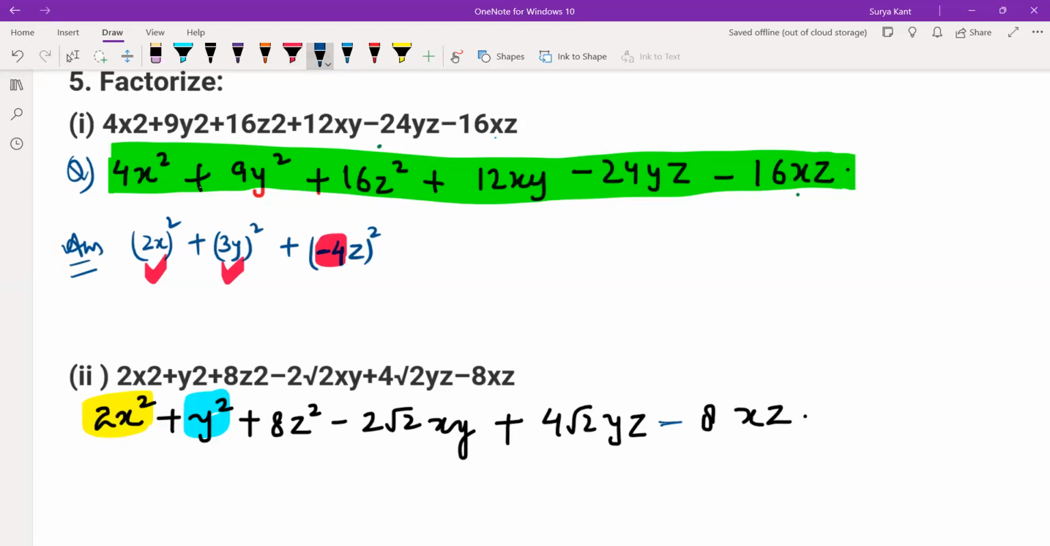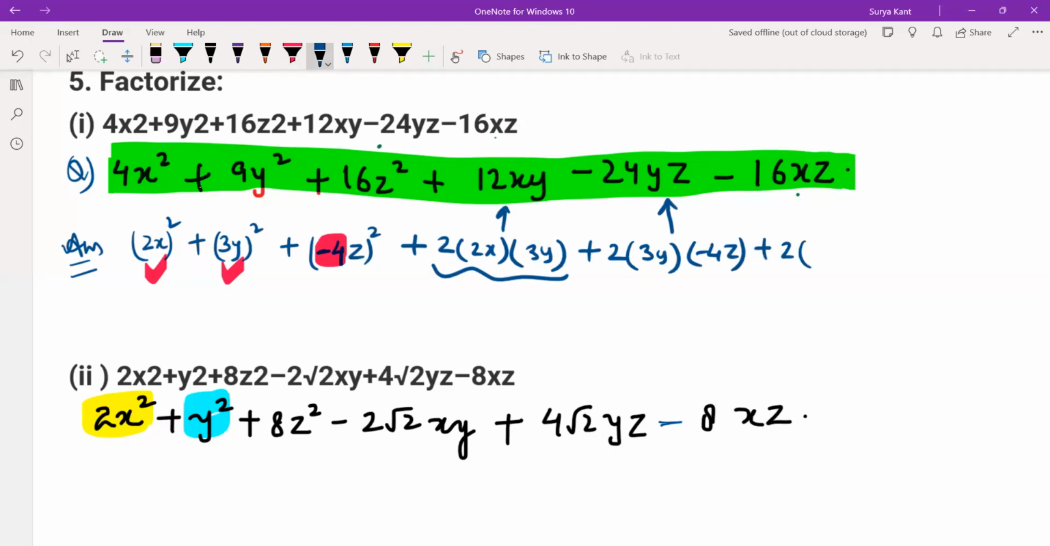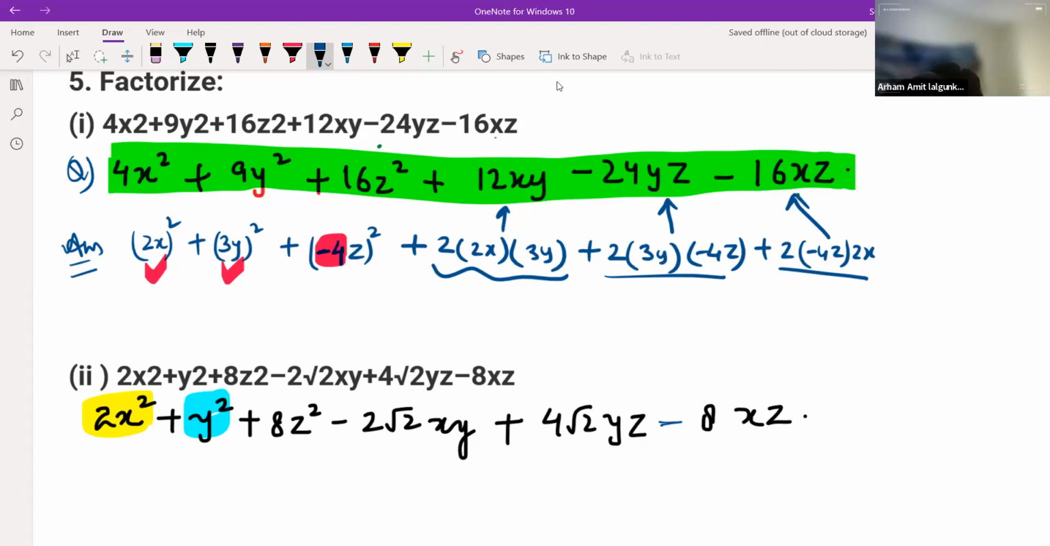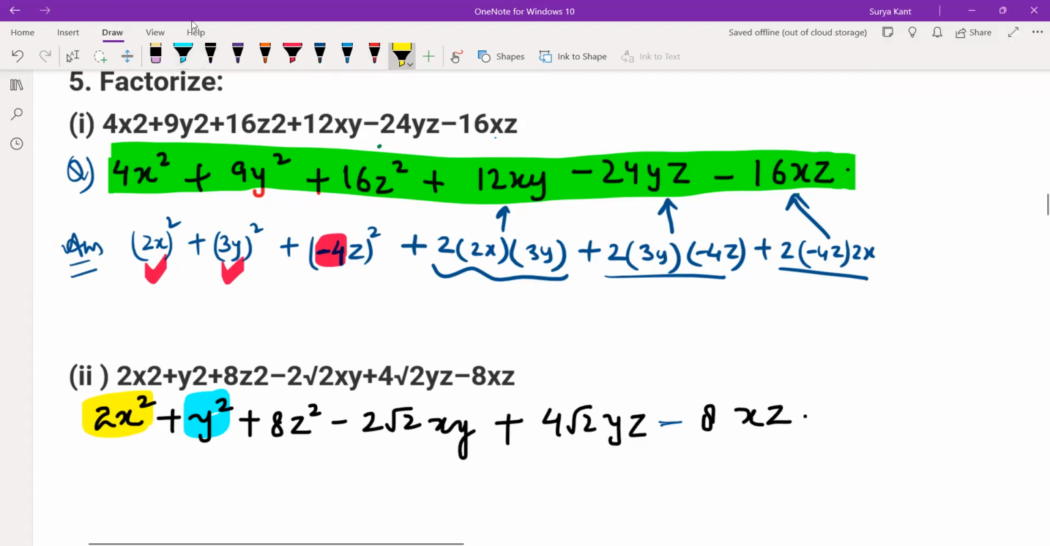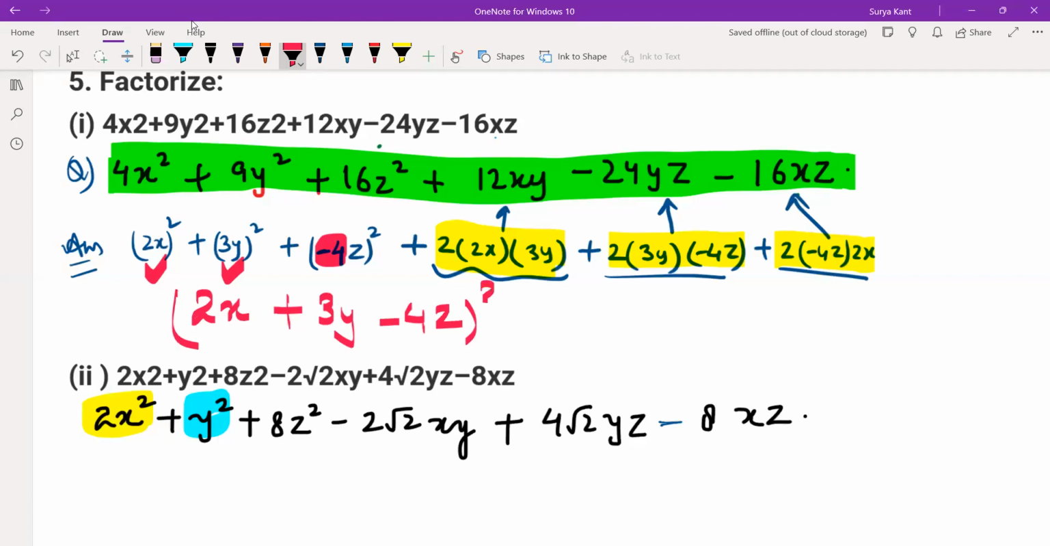After this, we can write plus 2 into 2x into 3y, 2ab, right? If you solve this complete part, you will get 12xy. Plus 2 into 3y into minus 4z. If you solve, you will get this one. Plus 2 into minus 4z into 2x. You will get this part. Is it clear to everyone? So that's the way, this is the thing you have to remember, how we are doing it over here. So lastly, what we have to write is (2x plus 3y minus 4z) whole square. This is the final answer. Clear to everyone?